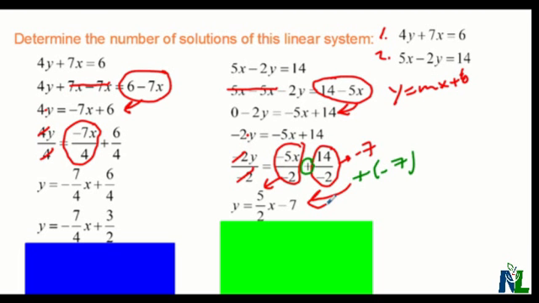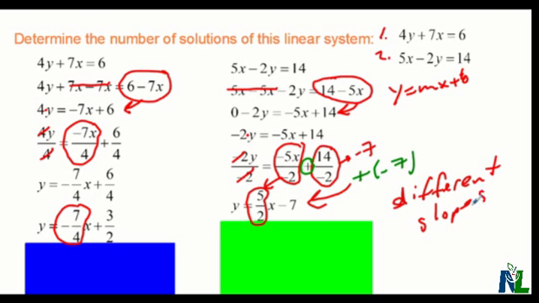So let's compare the slopes. The slope of the first equation is negative 7 over 4. The slope of the second equation is 5 over 2. So right away we know that these two equations have different slopes. Because they have different slopes, we know they intersect at exactly one point. So there's going to be one solution to this system.